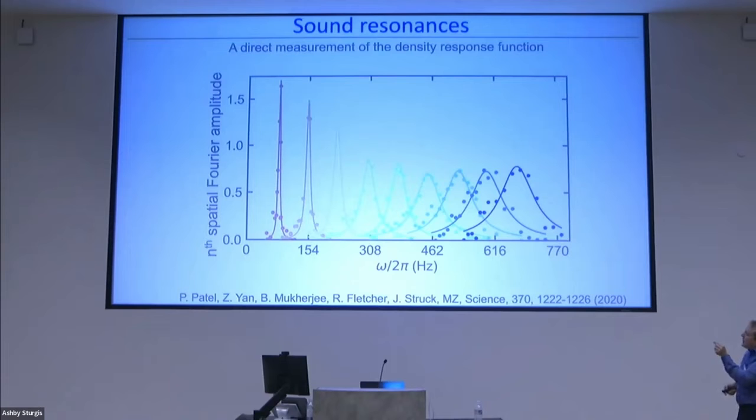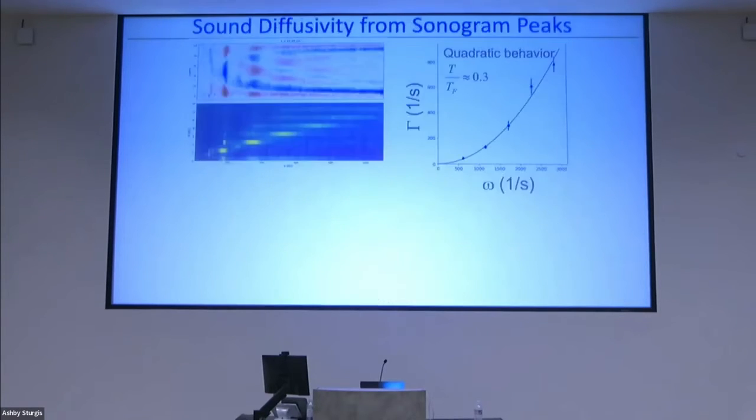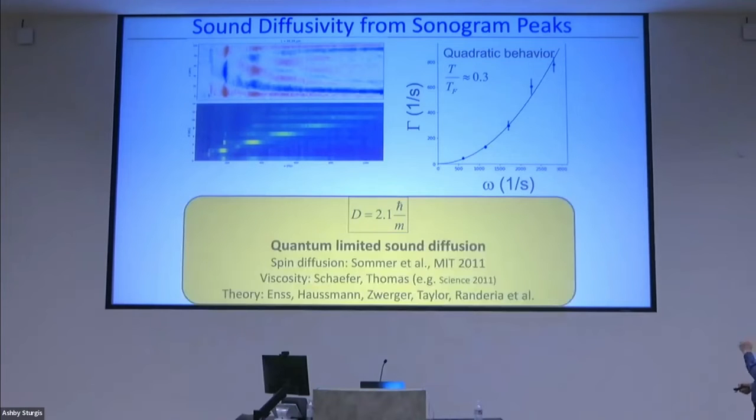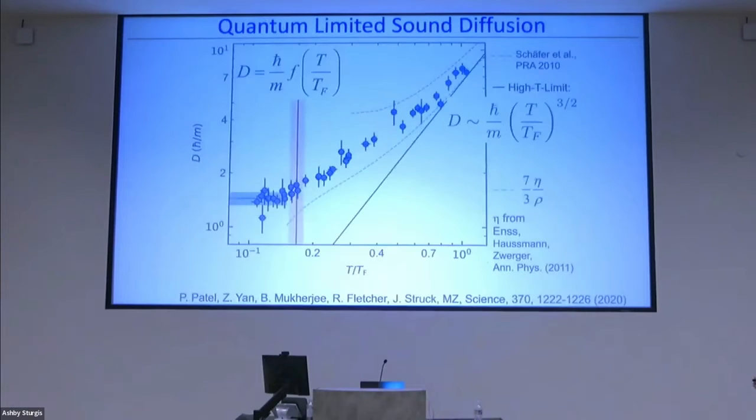And from the width increasing with frequency, you can obtain the sound diffusivity. You plot width versus frequency. It's a quadratic function because it's a hydrodynamic soup, and you obtain, just by dividing gamma by k squared, the wave vector squared, the diffusivity. And it turns out it is on the order of h bar over m at this temperature, and wants to limit its sound diffusion.